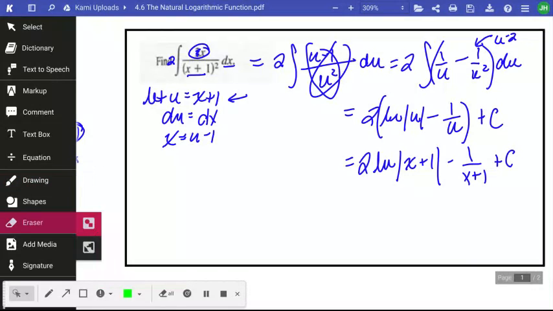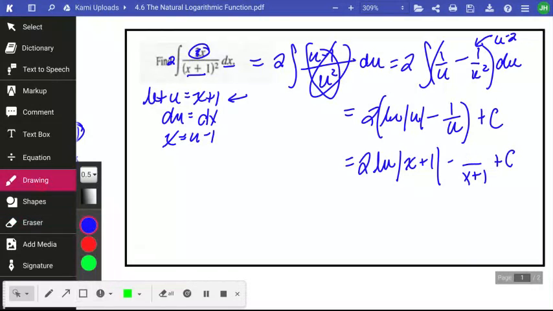And I almost forgot to distribute that 2. And I'll put that 2 there. And I think that looks a little bit nicer. But if you wanted to leave the 2 outside the parentheses, that would be fine. You would just have to plug in the x plus 1 either way. Okay.